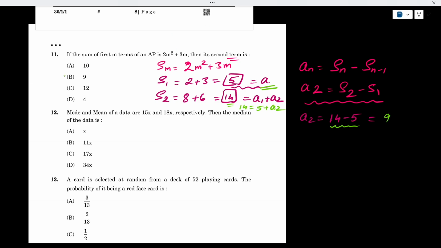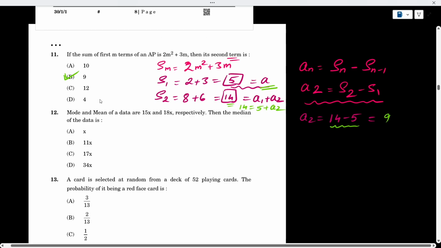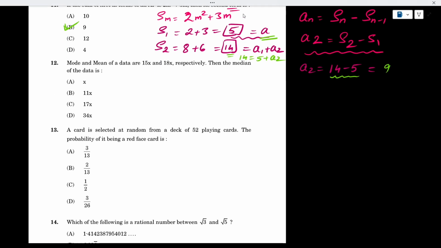So what is the right option? Option number B is your right option. So this is from your AP, right? Now next question. It says the mode and mean of the data are 15x and 18x respectively, then the median of the data. Now you should always remember the mean median relationship. This is 3 median equals 2 mean plus mode, right? Most of the time you will see one question coming from this particular formula.